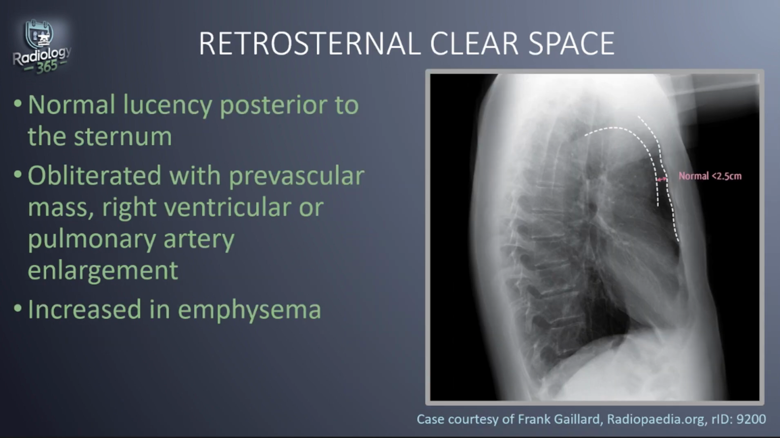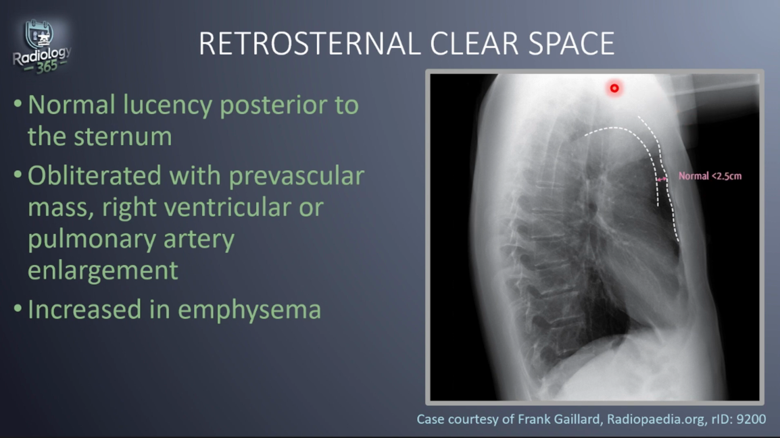The retrosternal clear space is a normal area of lucency posterior to the sternum, and it's seen on the lateral radiograph. It correlates with the prevascular space on a CT scan. Obliteration of the retrosternal clear space suggests a prevascular mediastinal mass. It could also indicate right ventricular dilation or pulmonary artery enlargement. When you rather have this retrosternal clear space increasing, it could suggest emphysema.